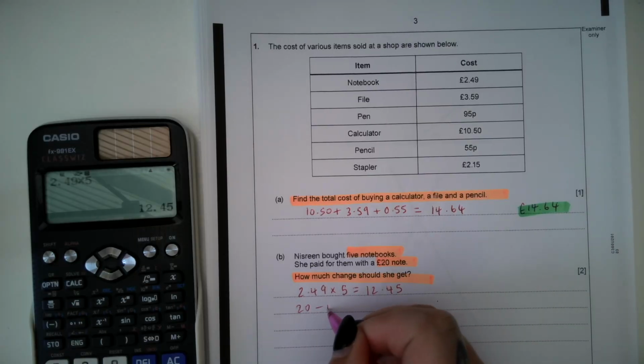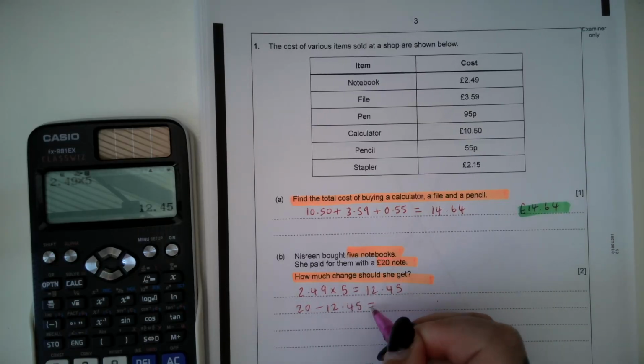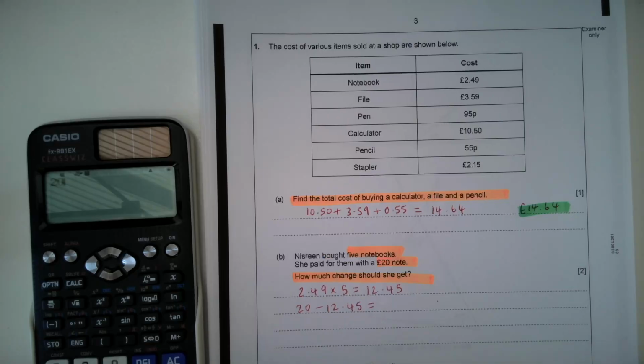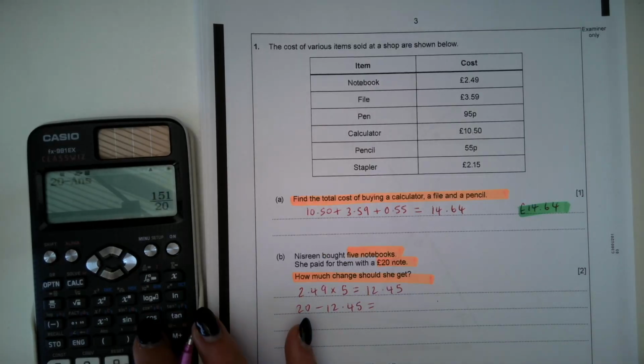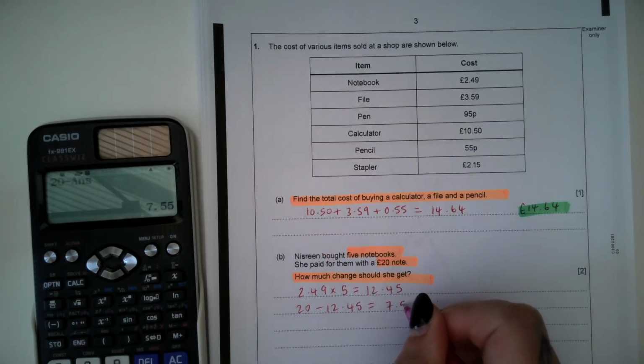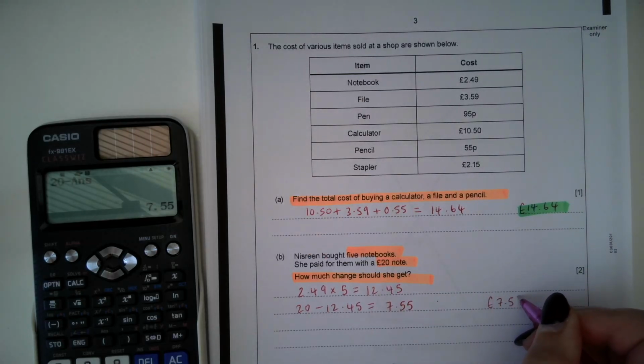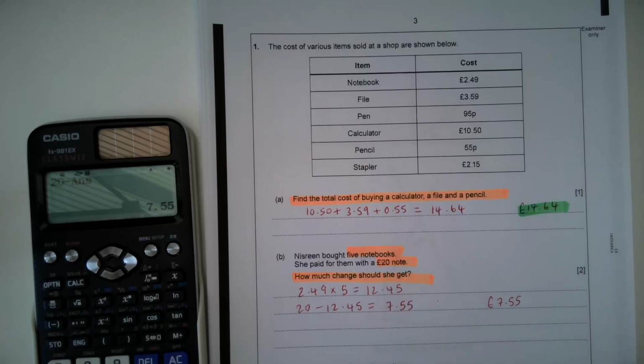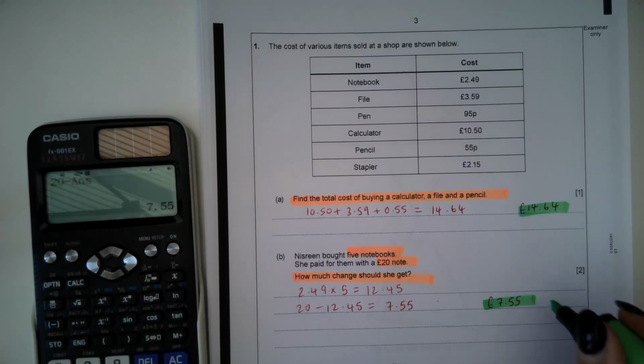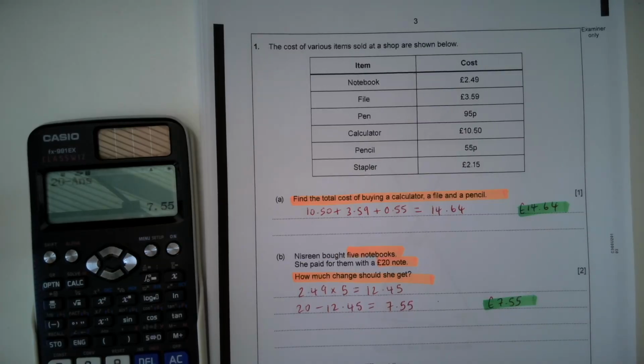So I'm going to do 20 subtract the £12.45 to see how much change she gets. So that's 7.55, so it's £7.55. You'll get the marks whether you work in pounds or pence, guys. Just my preference to work in pounds.